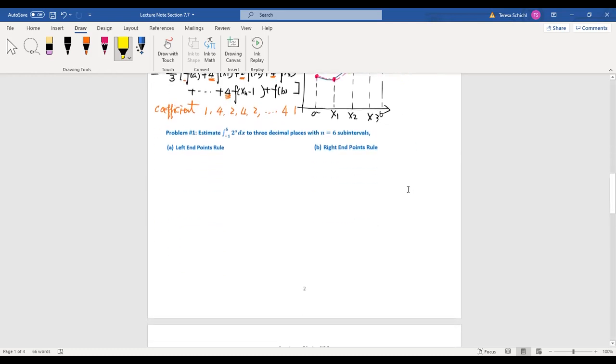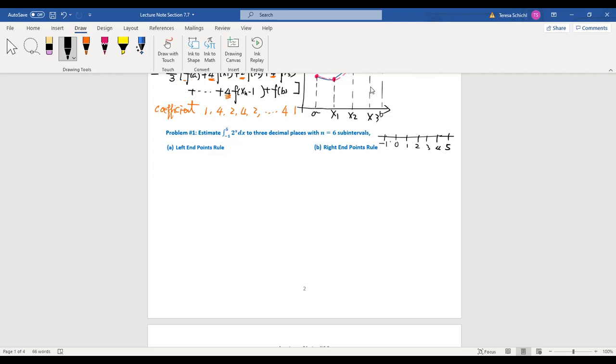Okay, so now let's take a look at this problem. We are integrating from -1 to 5 the function 2 to the x, with 6 subintervals. So first, for the 6 subintervals, you are going from -1 to 5. This is 1, 2, 3, 4, 5, 6. So a is -1, and x1 is 0.